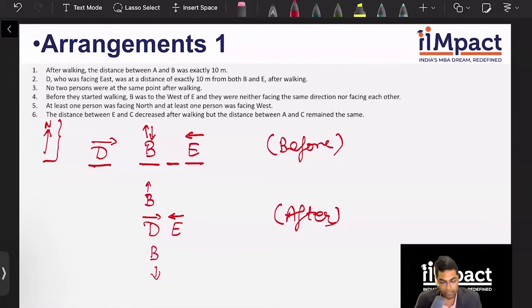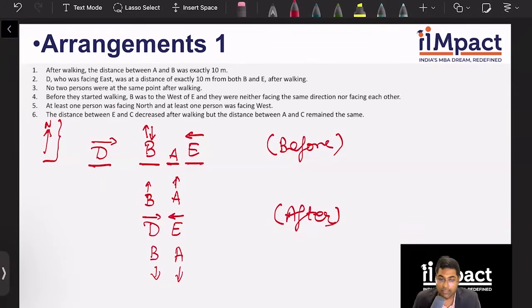Okay. Now let's see. Point number one tells me that A and B were 10 meters apart after walking. The only way this is possible is if A was over here and moved in the same direction as B did. So either A moved above with B or A moved below with B. Do you agree? There is no other way?